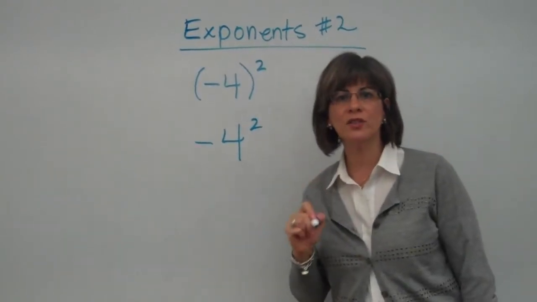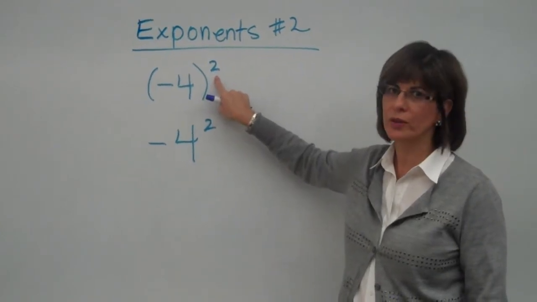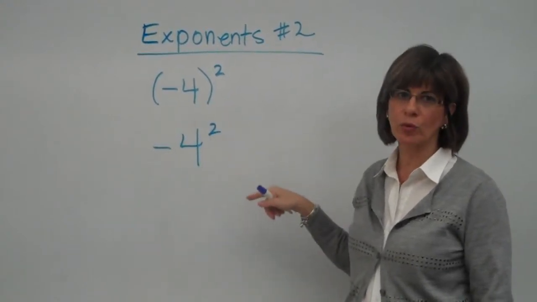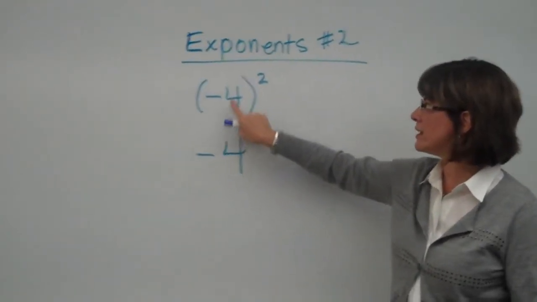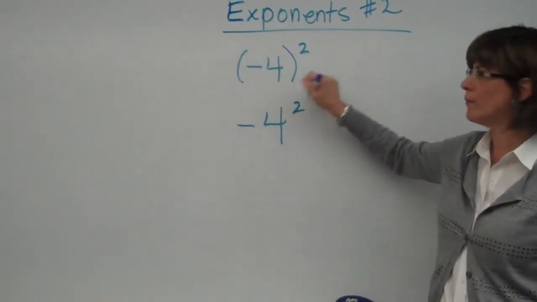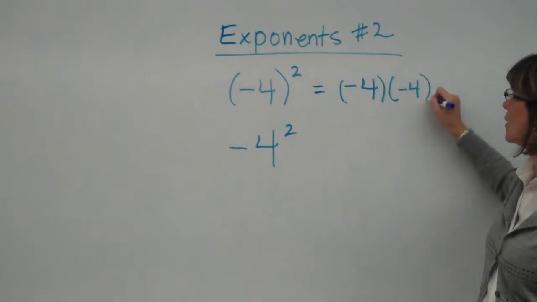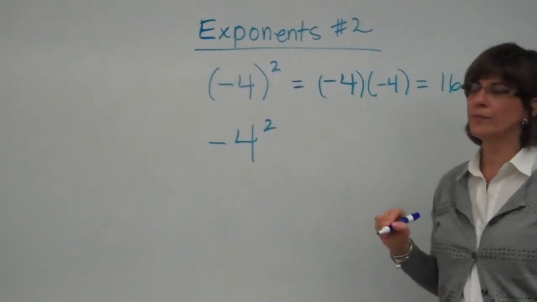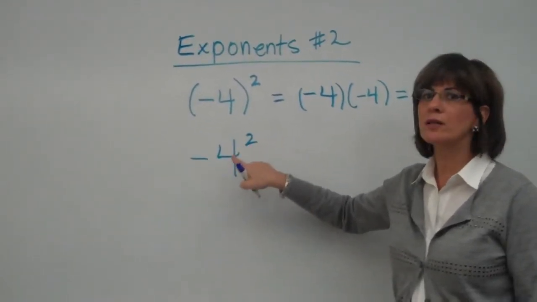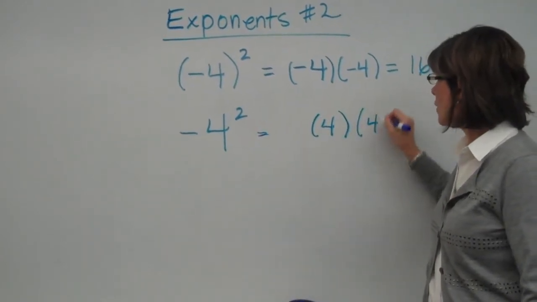The first thing you always have to do is look at the exponent and ask yourself, what does the exponent belong to? Does it belong to the 4 or does it belong to the negative 4? In this case, you can see that the parentheses make this exponent belong to negative 4. So I would solve that by doing negative 4 times negative 4 and getting 16. In this case, because there are no parentheses, the squared belongs to the 4. So I would need to do 4 times 4.